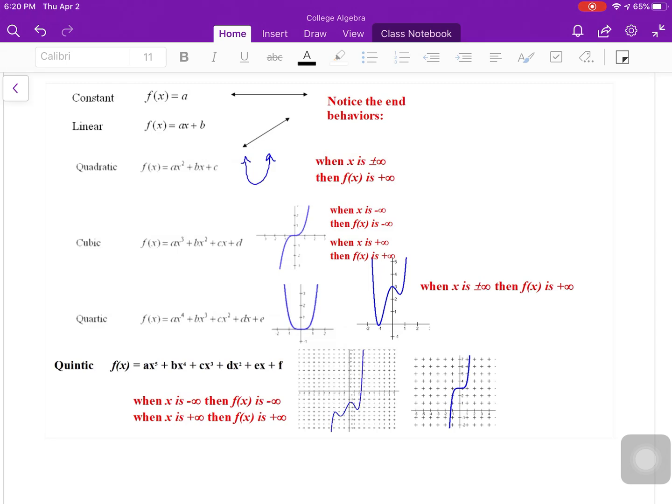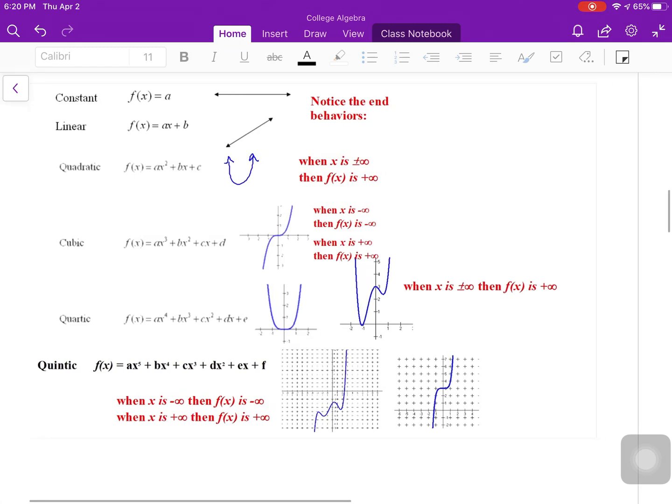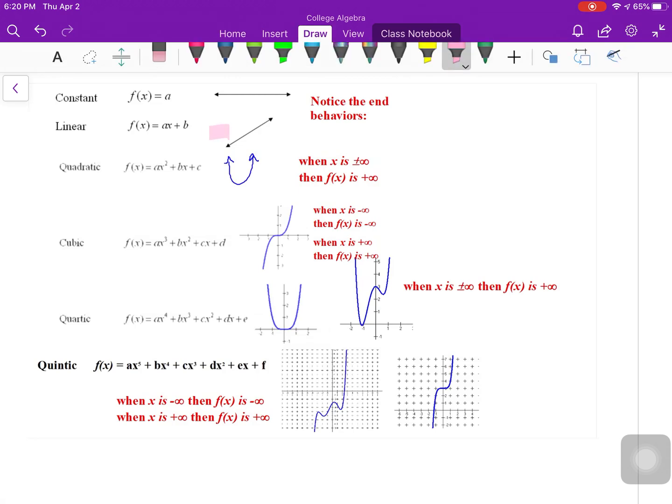But when we have a linear equation, y equals ax plus b, we have a sloped line. And this one, as x goes to negative infinity, my y's go to negative infinity. As x goes to positive infinity, my y's go to positive infinity.